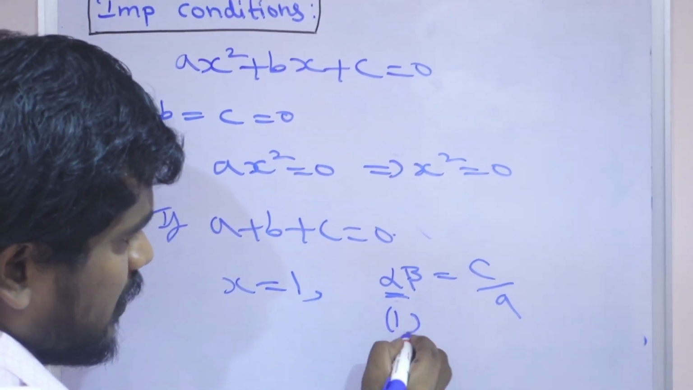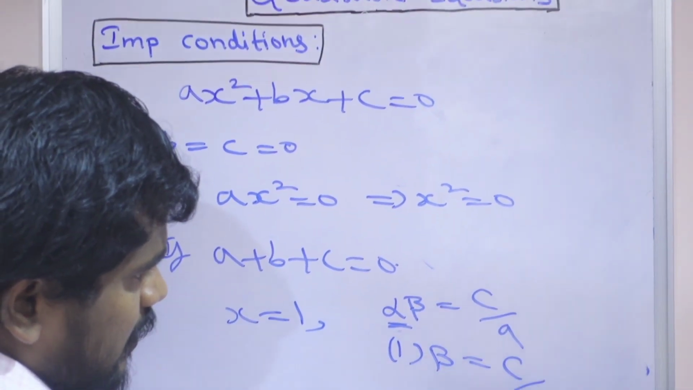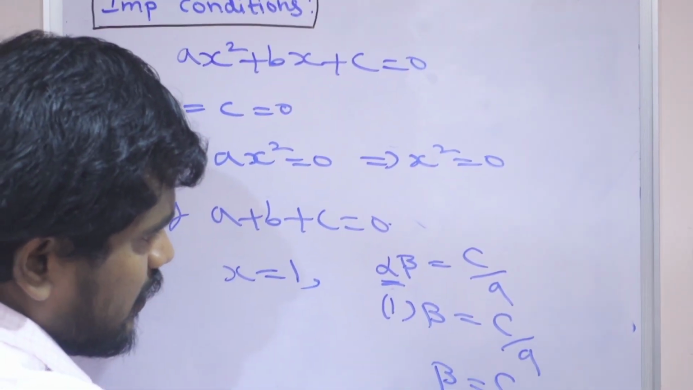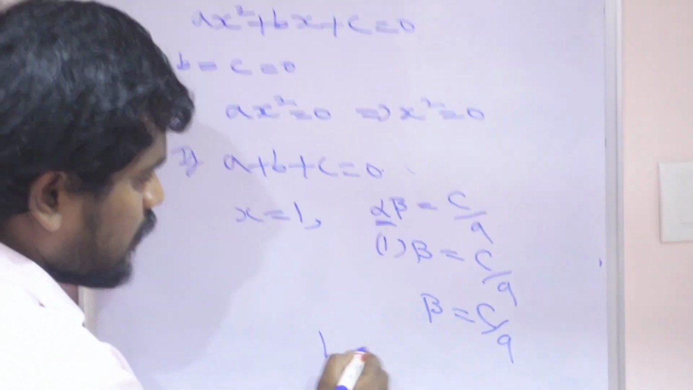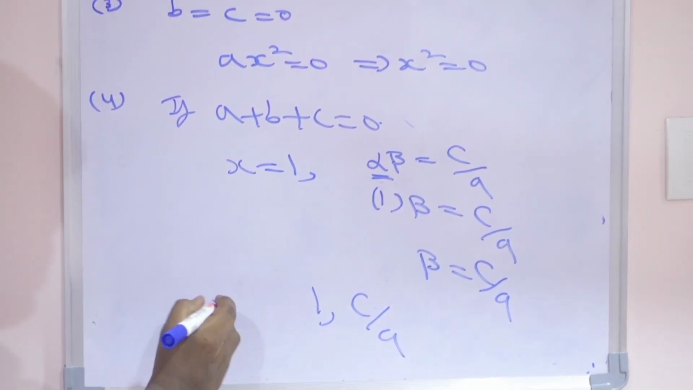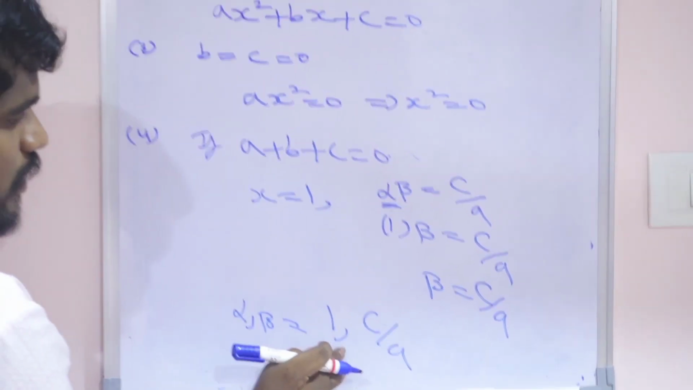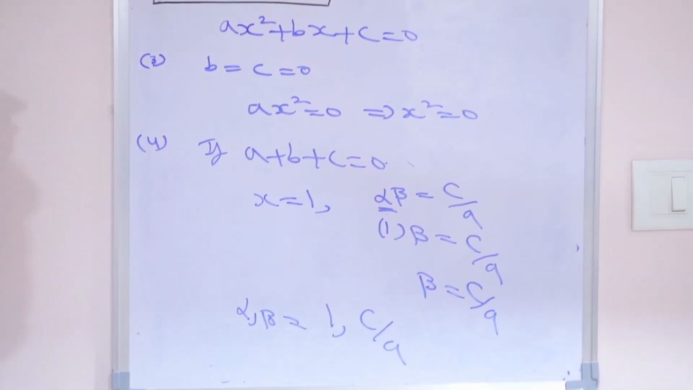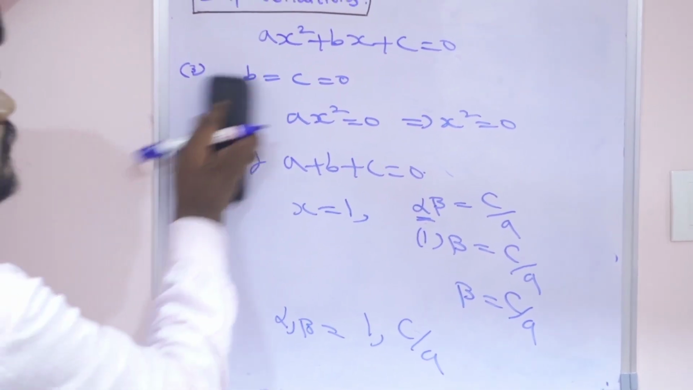So 1 into beta is equal to C by A. Then beta is equal to C by A. So the two roots are 1 comma C by A. If A plus B plus C is equal to 0, the roots are alpha comma beta is equal to 1 comma C by A. So this is the 4 cases. Next we'll go for the next case.